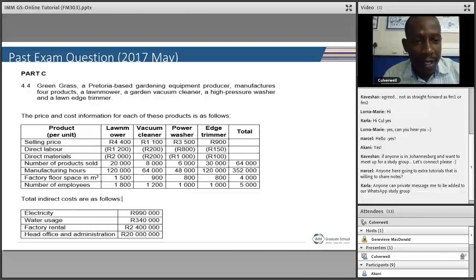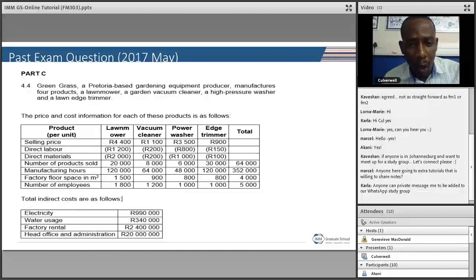It says Greengrass, a Pretoria-based gardening equipment producer, manufactures 4 products: a lawnmower, a garden vacuum cleaner, a high-pressure washer, and a lawn edge trimmer. So these are the 4 products that this company called Greengrass, based in Cape Town, is producing. The price and cost information for each of these products are given as follows. So they gave you the details under the product, and in bracket it says per unit. So important to take note of that.